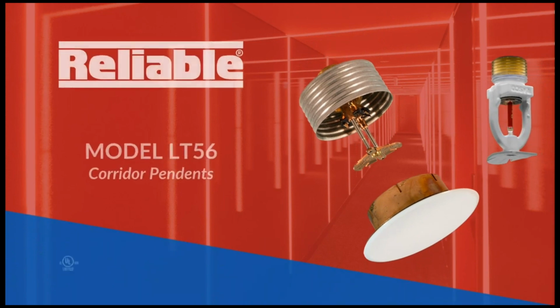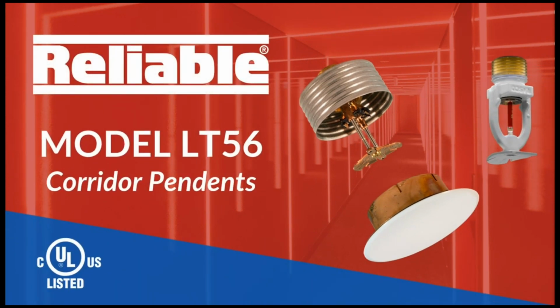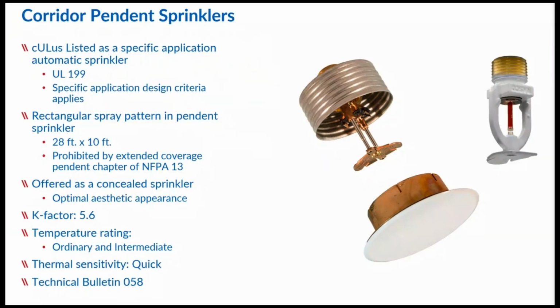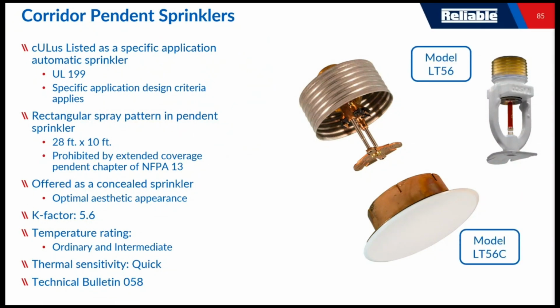All right. So the next sprinkler to tell you about is our corridor pendant sprinklers. We call them the LT56 series. And the LT56 series are, again, special sprinklers. They're pendants that have a rectangular spray pattern that's basically 28 feet by 10 at its maximum. These come in fixed frame versions and also a concealed version to help give you the optimal aesthetics.